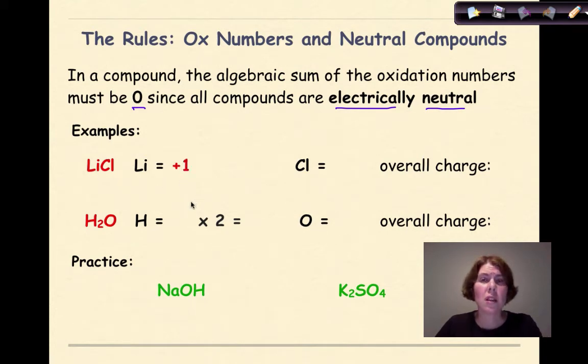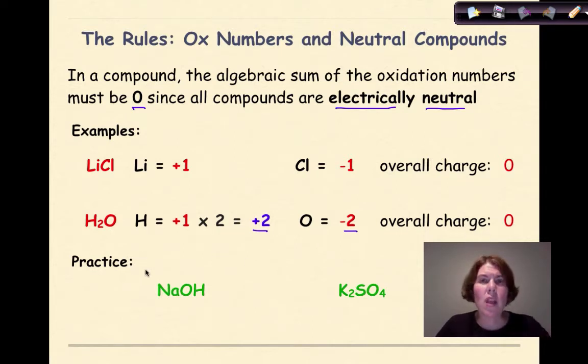LiCl: the only charge that lithium can be is +1. Chlorine is -1. So +1 and -1, therefore my overall charge will be 0. For H2O, there are 2 hydrogens here, so each hydrogen will have a charge of +1. +1 times 2 gives me an overall charge of +2. Oxygen, if we look on our periodic table, we see that's -2. So the overall charge between +2 and -2, those two are going to cancel each other out. Therefore, the overall charge is 0.